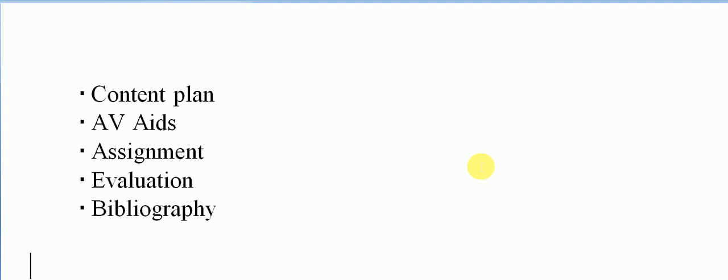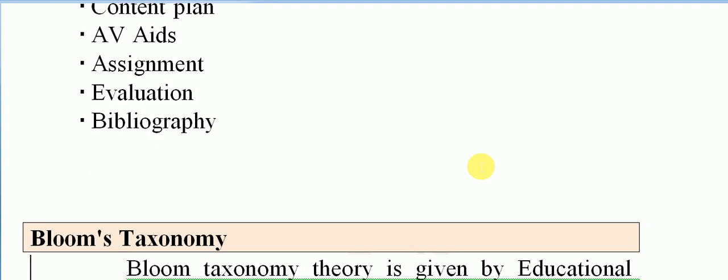Assignment: after the end of the unit you give the assignment to the student. Like the unit test is one of the assignments, question answer is one of the assignments, and preparing the AVAID, preparing the plan is also one of the assignments. And evaluation: from the evaluation point of view, we must take the unit test. In bibliography, from which books you collected this content, that is called the bibliography.